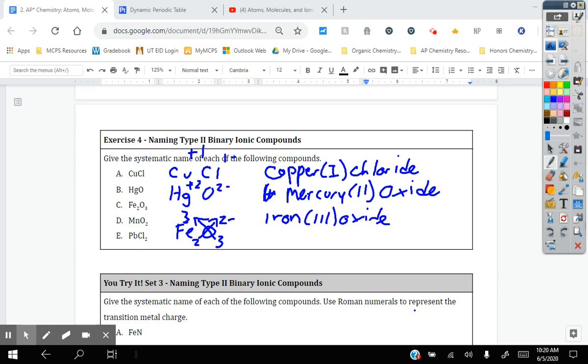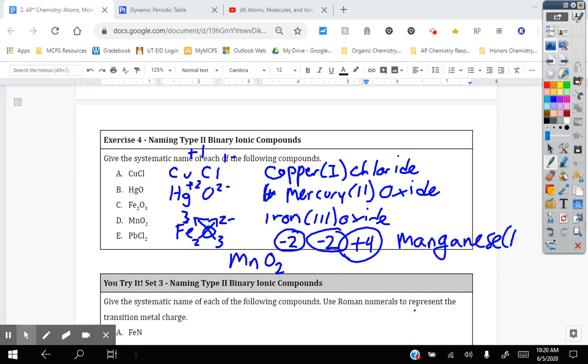Now, similar idea with manganese. So MnO2, I've got a -2 charge for oxygen, but I really have two -2 charges because I have 2 atoms of oxygen. The only charge the manganese could be is a +4. So I would end up with manganese(IV) oxide.